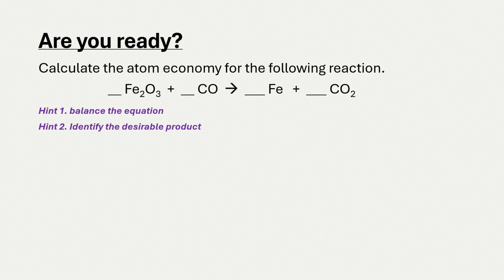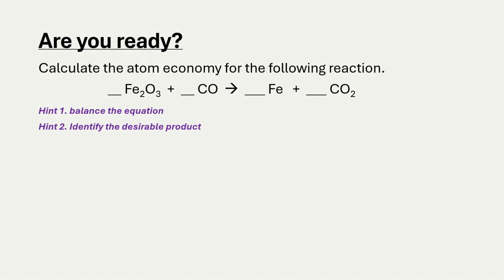Second hint, identify the desirable product. Some of you might wonder, how do we know which one's useful and which one's a waste? In this case, we've got 2 products, one's iron metal and one's carbon dioxide. So CO2 is a waste here because there are so many other equations that could produce CO2 as a byproduct.